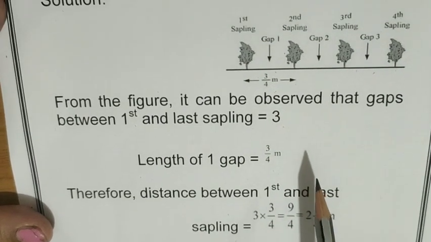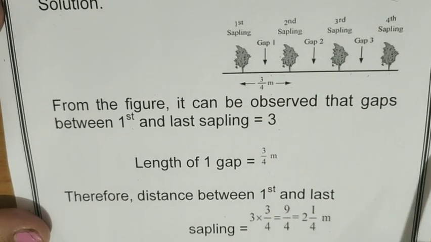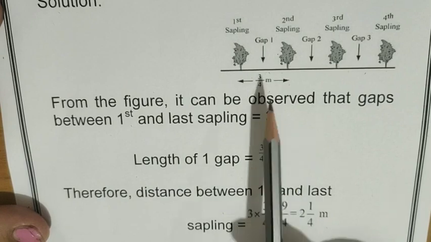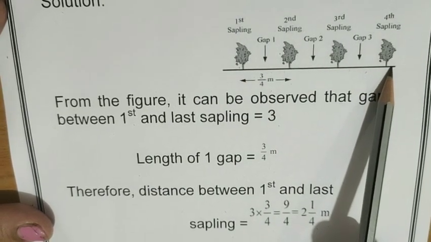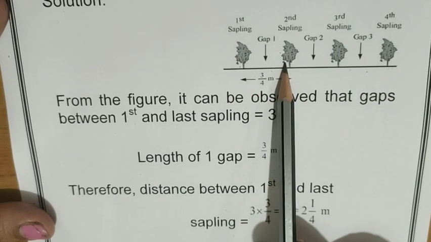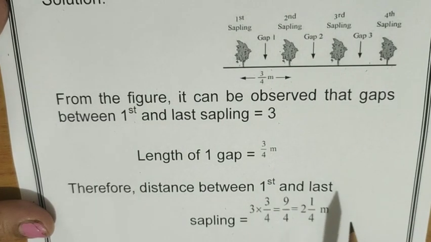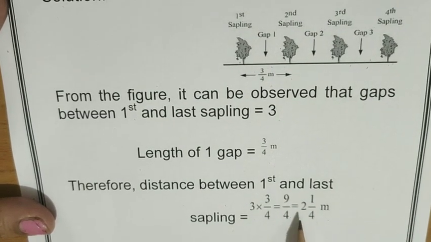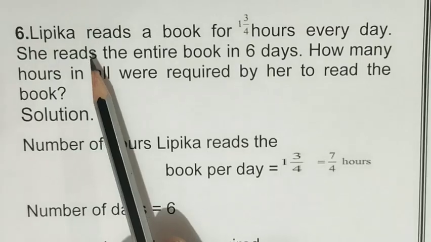But the children make the mistake here that 4 saplings are there, so they will do 3 by 4 into 4. That is not the question. The question asked is what is the distance between the first and the last sapling. So here first time, second time, third time. So 3 times only we have to consider 3 by 4. So the answer is 9 by 4, and it is equal to 2 integer 1 by 4 meter.